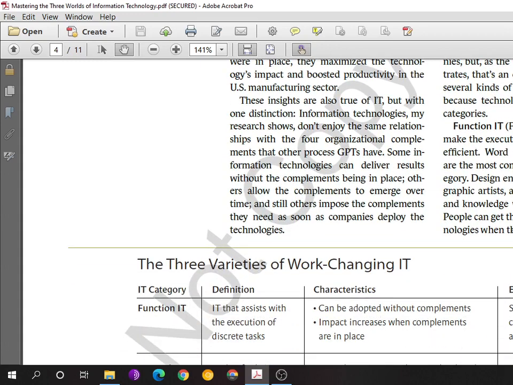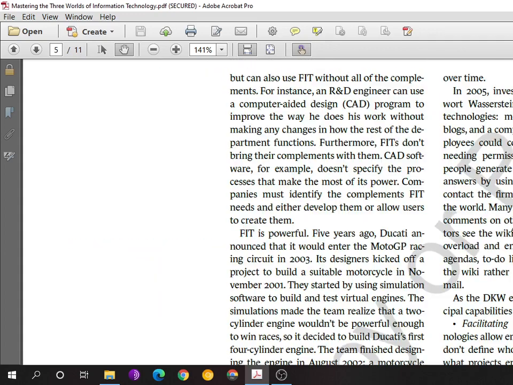So they talked about how functional IT includes several software like word processors like Microsoft Word, spreadsheets like Excel. So design engineers, accountants, doctors, graphic artists, all of them use functional IT. People get the most out of these technologies because of the complements that are there. For instance, a research and design engineer can use CAD software, an AutoCAD-like software, to make any changes that every other department can actually see.